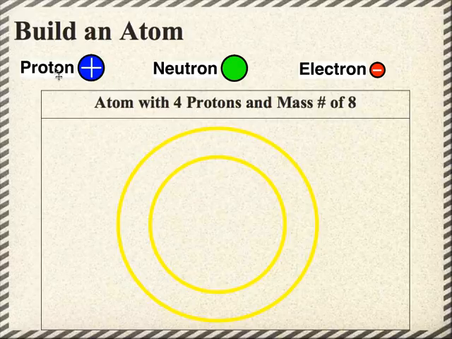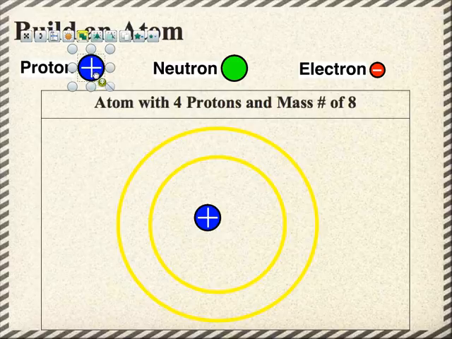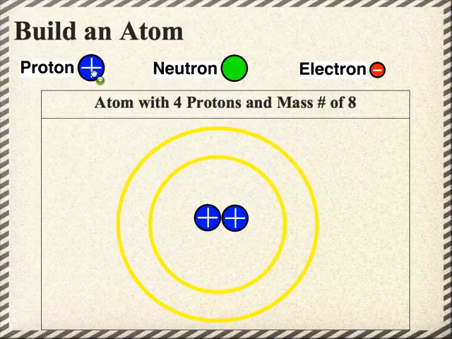All right, so number 1 is atoms with 4 protons. That's pretty easy, right? My protons right here are the positively charged items. I know that they are in the nucleus, so I'm going to drag these to the center. Here's my second one, here's my third one, and here's my fourth one. Okay? So I know that it has 4 protons.